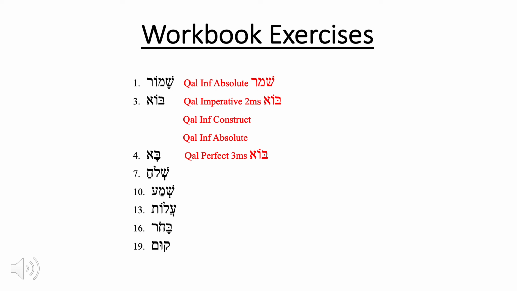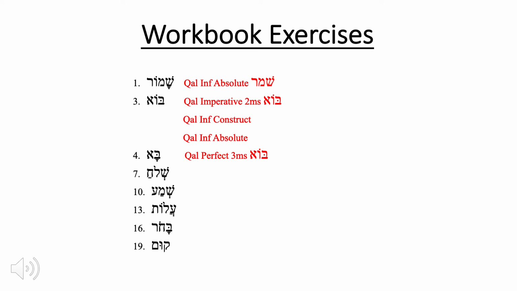Number 4 is Van Pelt and Pratico being tricky again. This is actually not an infinitive absolute, since the infinitive absolute is given in number 3, bow. Instead, this is a Qal perfect 3ms, he came or entered, from bow. Again, remembering that we give the dictionary form in the form of the infinitive construct for hollow verbs.